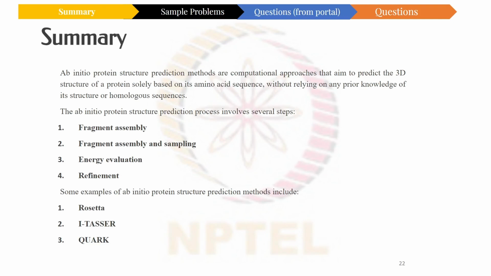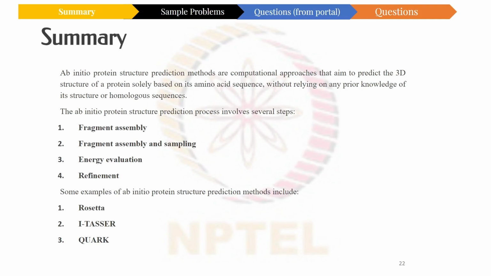Then we have ab initio methods. The basic idea behind ab initio protein structure prediction is to generate a large number of 3D conformations of the protein and then to search for the conformation with the lowest energy, which is assumed to be the native structure. The energy of each conformation is calculated using a physics-based energy function that takes into account the electrostatic, van der Waals, and other physical non-covalent interactions between the atoms.